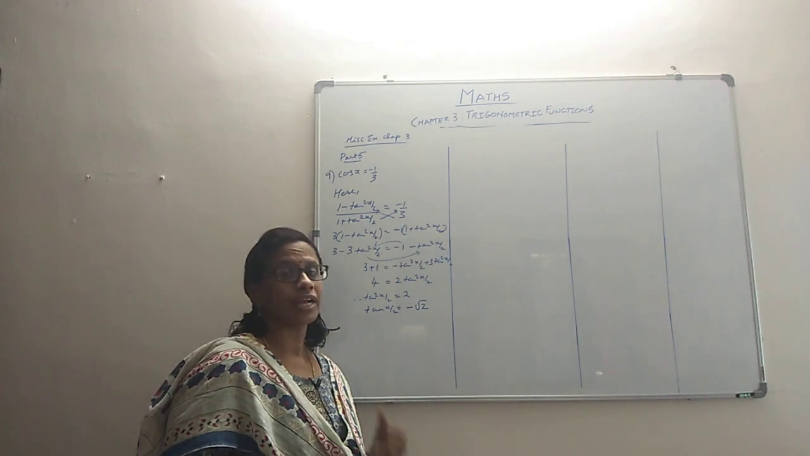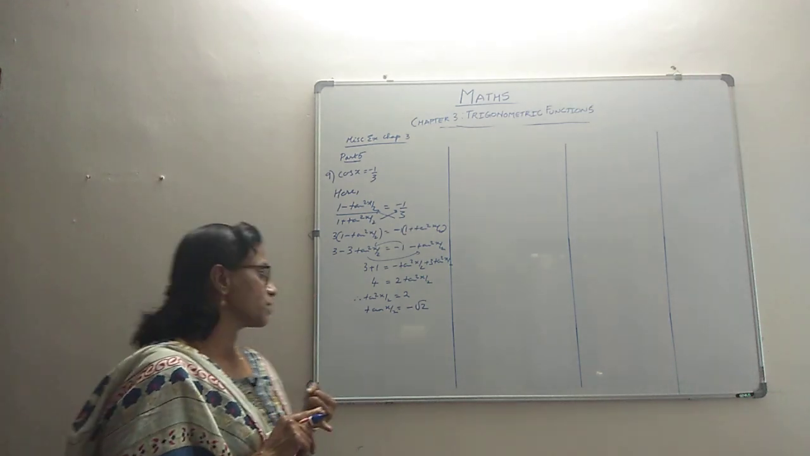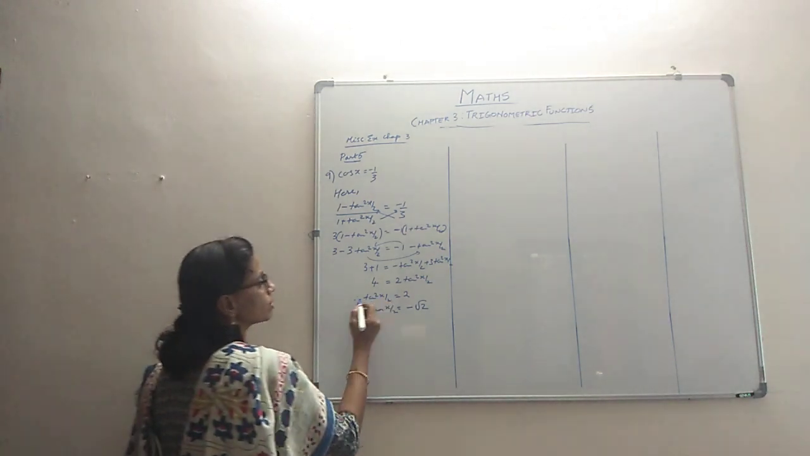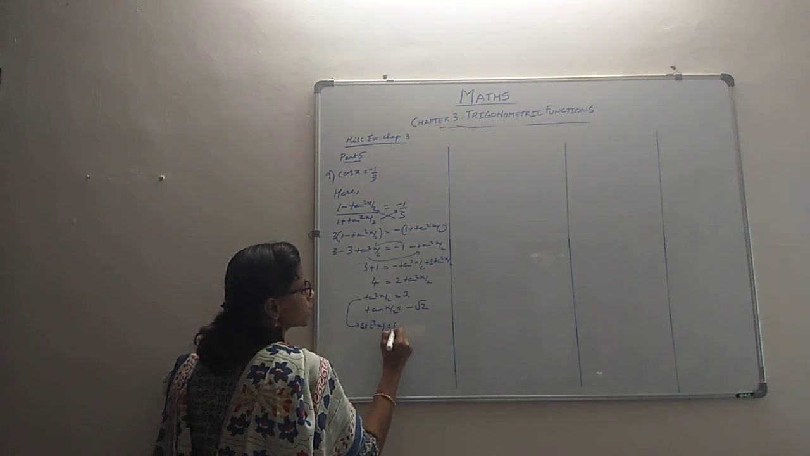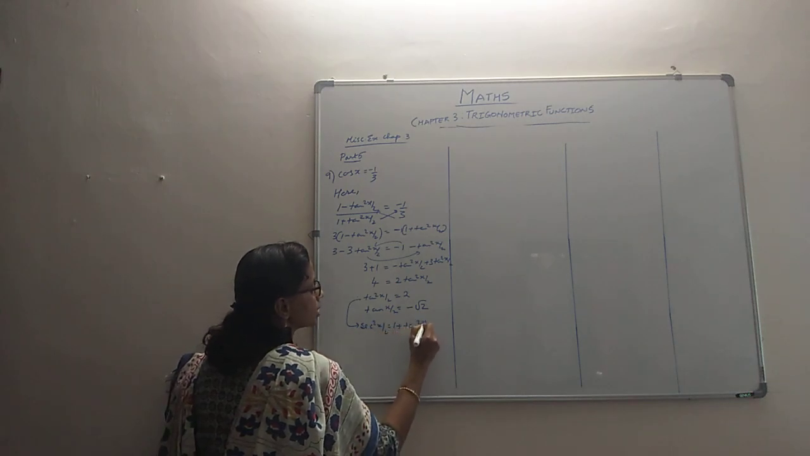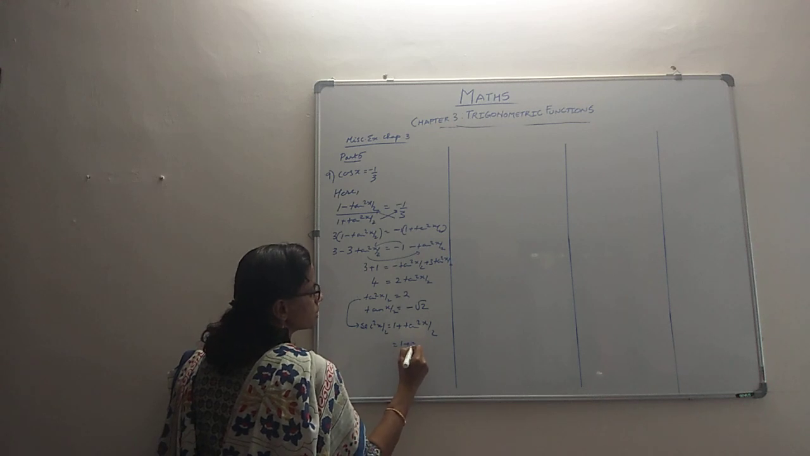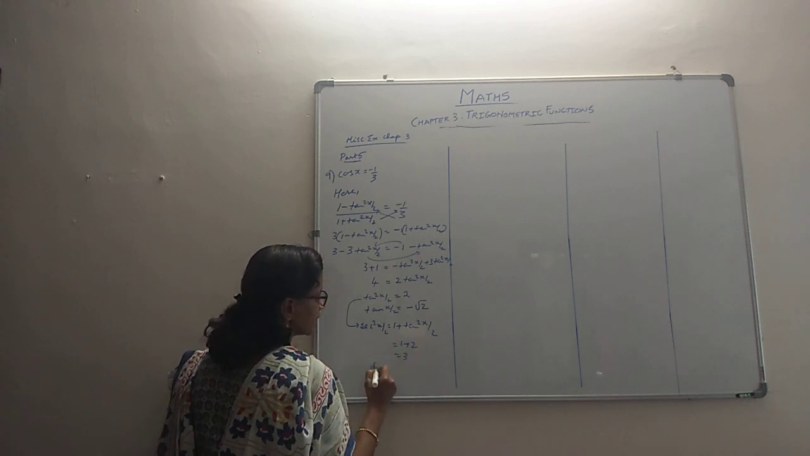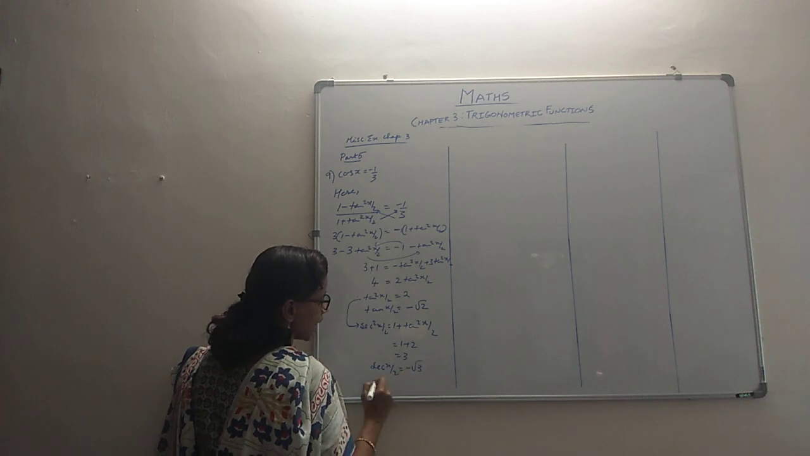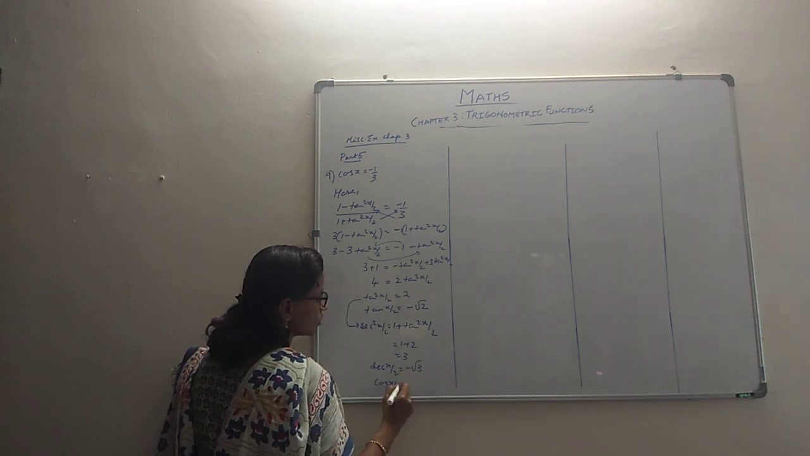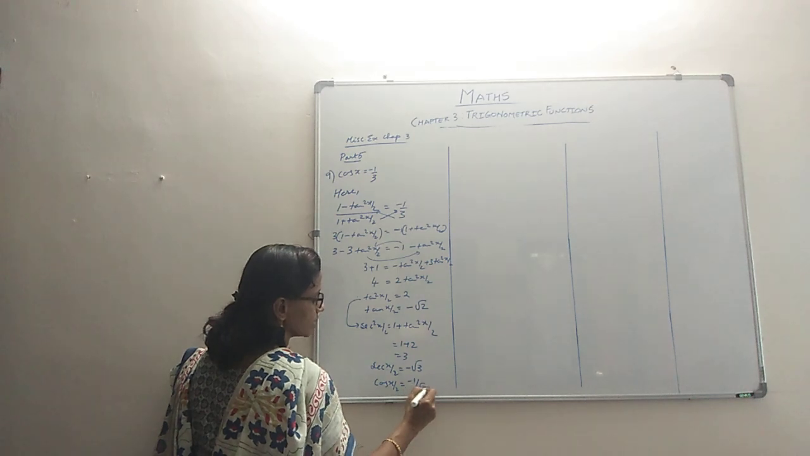They ask us to further find sin x by 2 and cos x by 2. So having got tan squared x by 2, maybe you can get sec squared x by 2. Sec squared x by 2 is 1 plus tan squared x by 2. That means it is 1 plus 2 which is 3. Like that, sec x by 2 will come to minus root 3, and therefore cos x by 2 will come to minus 1 by root 3.